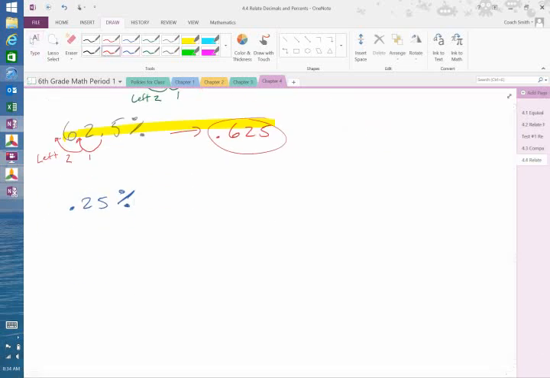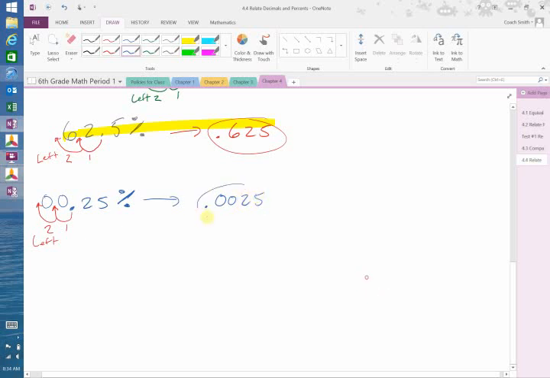So, 0.25, I move it once, twice to the left. Now I must add in the zeros right there. So that gives me 0.0025. And that's your answer.